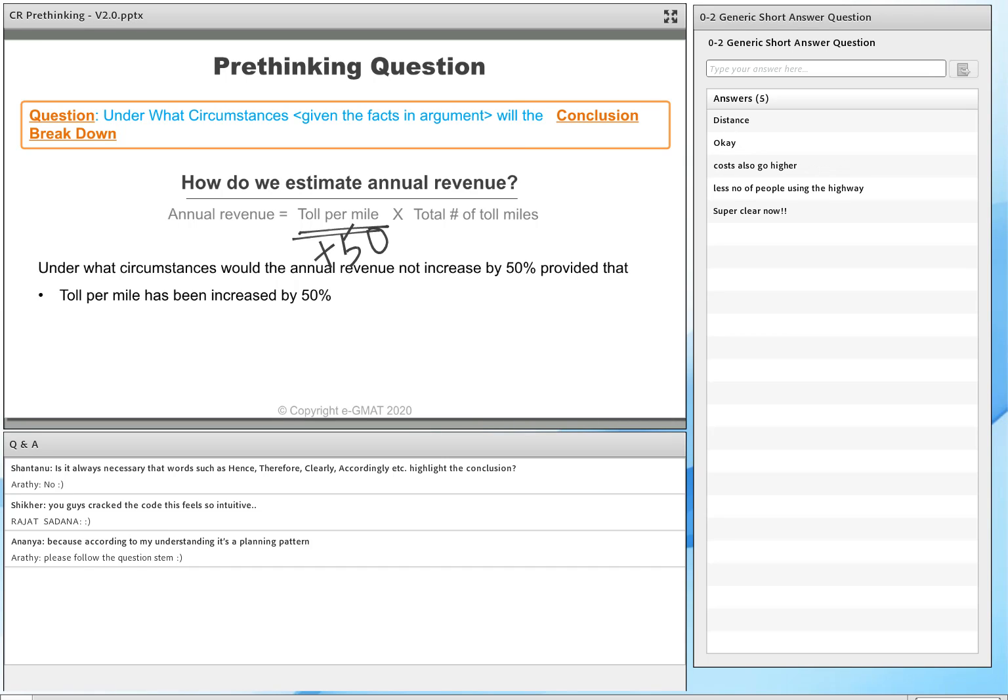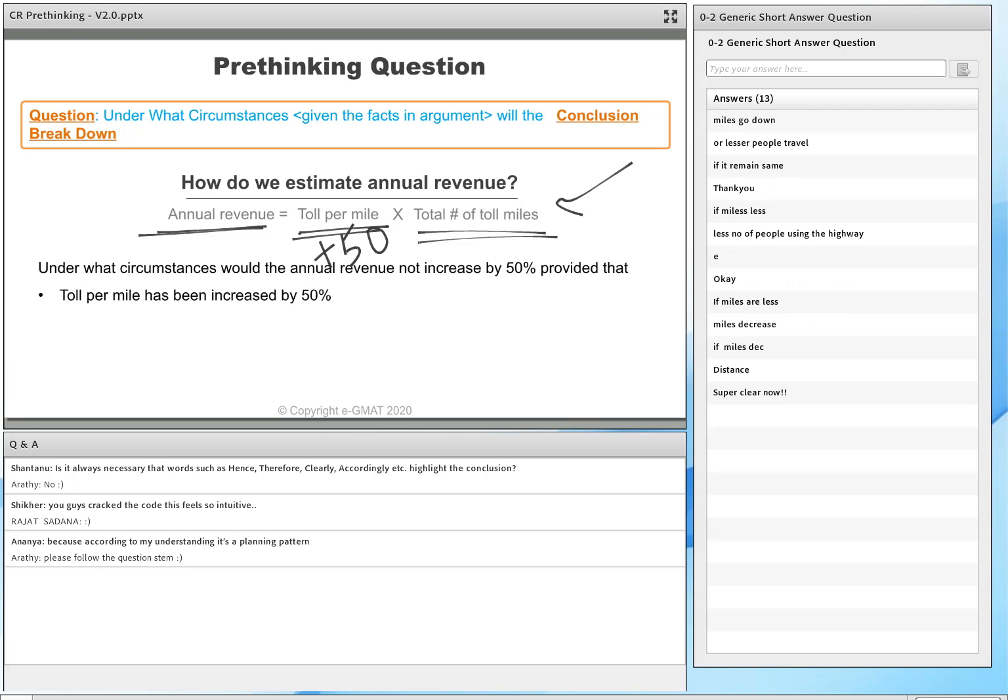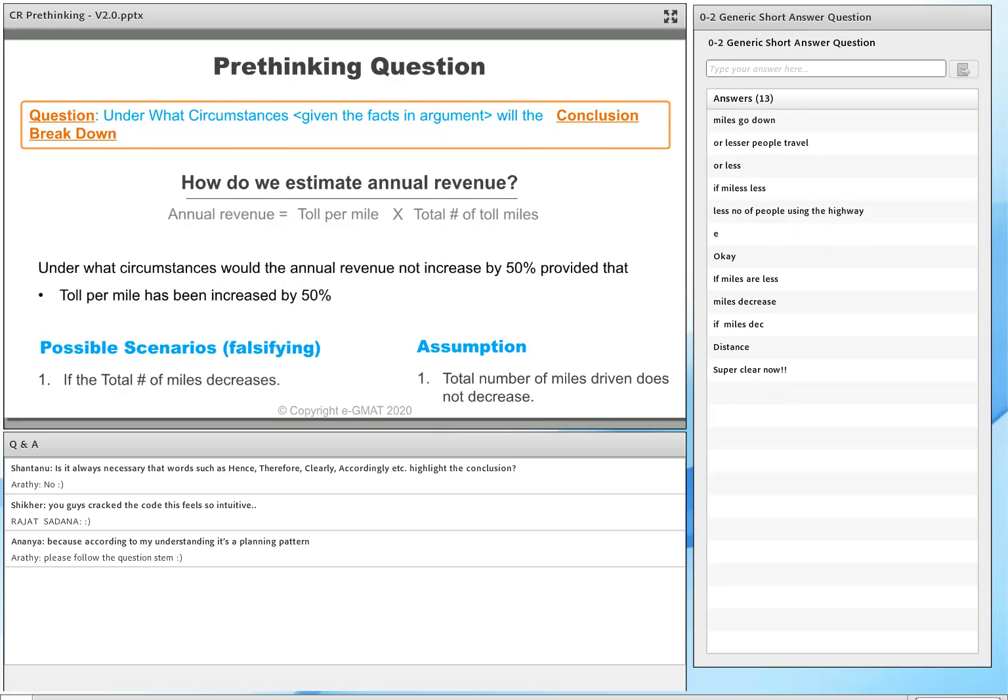Okay. And in what scenario will the annual revenue not go up? In what scenario will the annual revenue not go up? If miles are less, if the total number of miles goes down, that's the only scenario. If miles decrease, you have this over here. The only scenario is if miles decrease. The total number decreases. What is my assumption? The total distance traveled or the total number of miles remains the same.